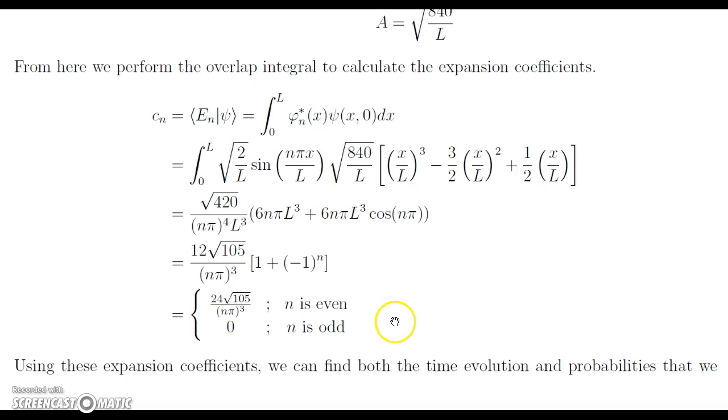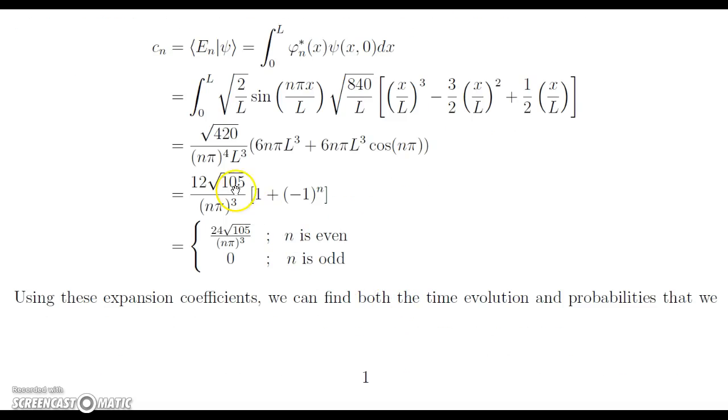So here we go. We collect all our terms, pull things out, cancel things out, and then evaluate. We get 12 times root 105 over (n pi)^3, times 1 plus (-1)^n. So we note here that when n is odd, we'll get a negative 1 plus 1, which will give us 0. So we're going to get 0 when n is odd. Then we're going to multiply this whole quantity by 2 when n is even, because we'll have 1 plus 1. And now that we have this, we have C_n equal to 24 root 105 over (n pi)^3 when n is even and 0 when it's odd.